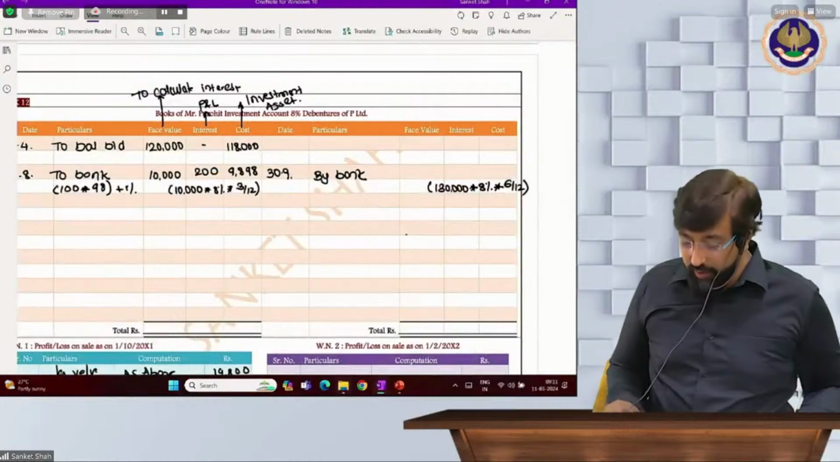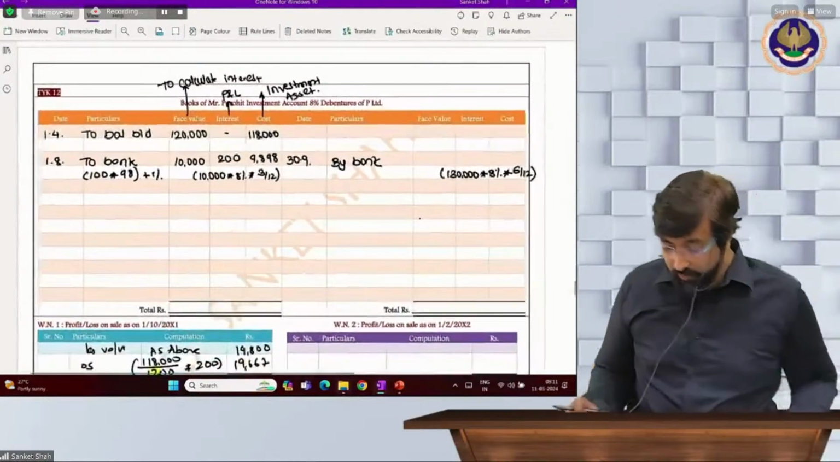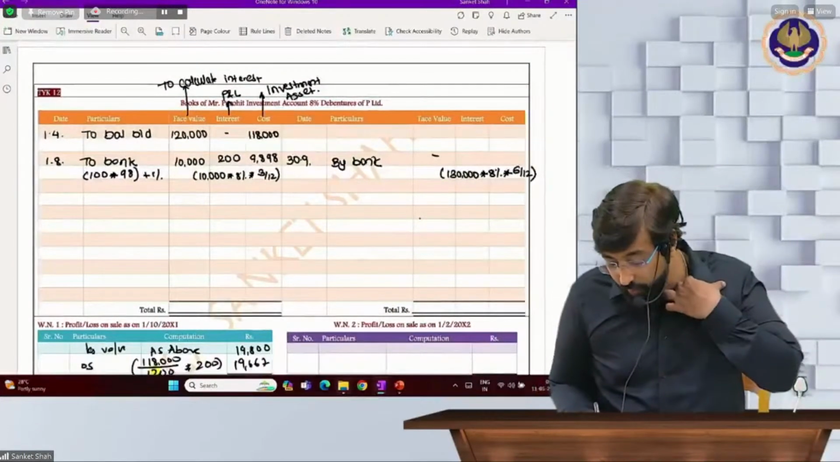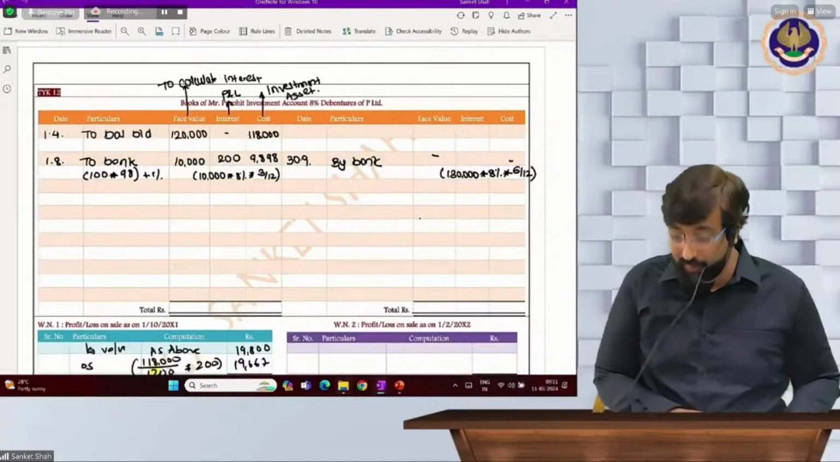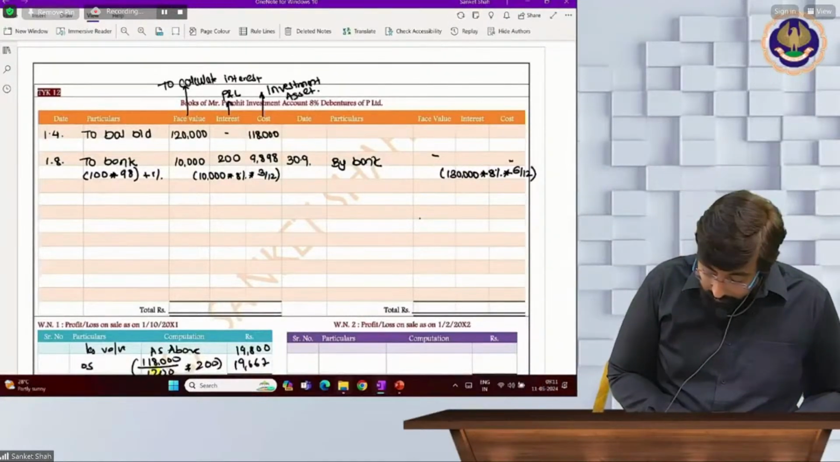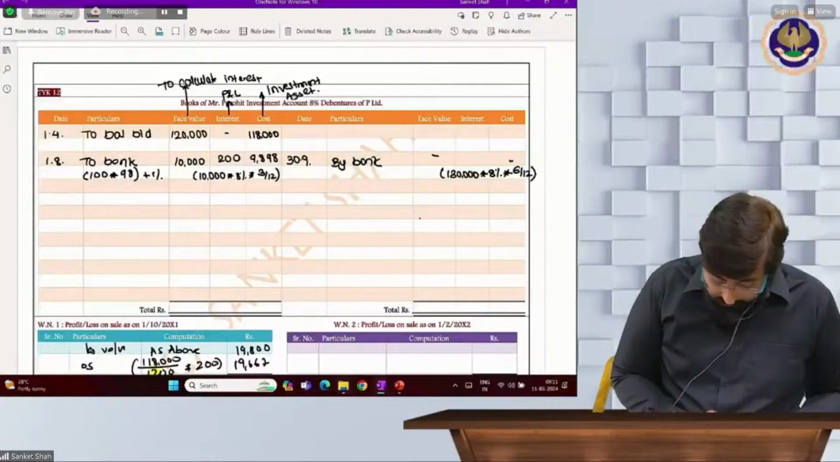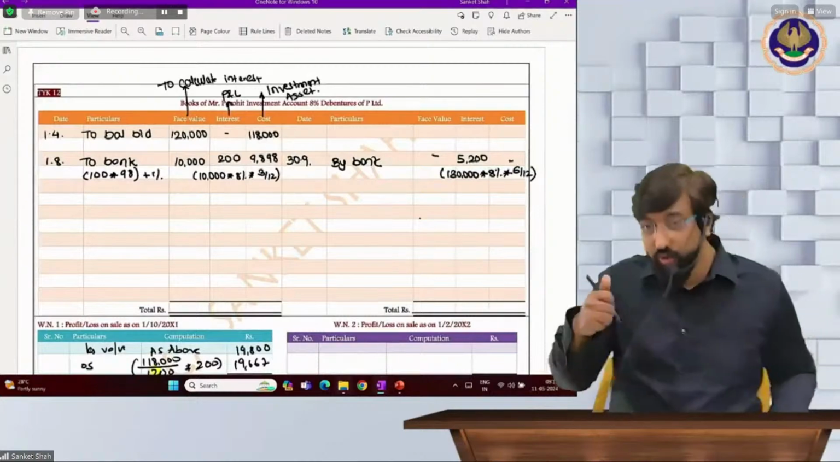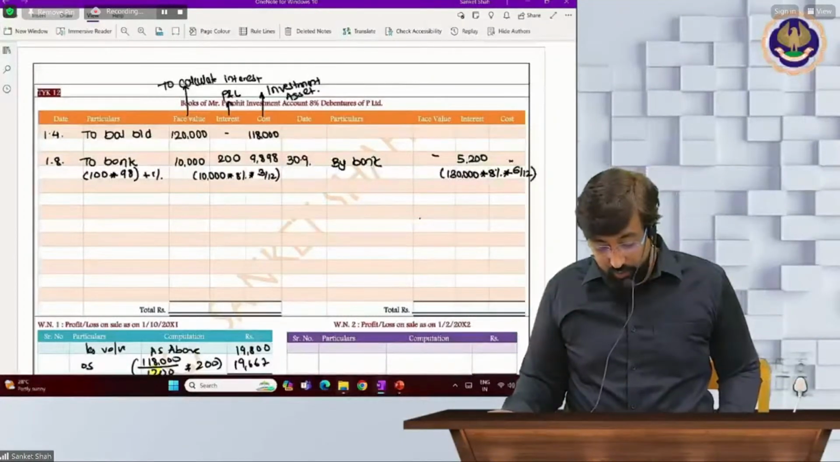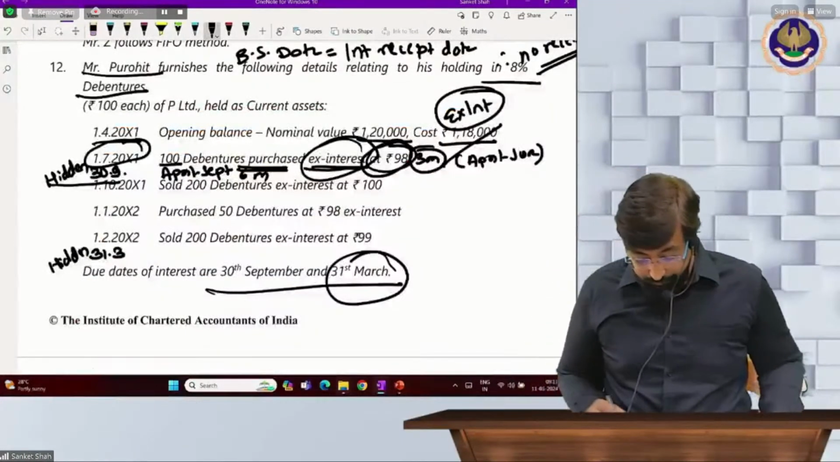Yes Ritika, you can attend this lecture. But this is more beneficial for whom, beta? More for September than for January. So 1,30,000 into 8% into 6 by 12. Tell me. 5,200. Very good, beta. Got the concept? Yes sir.